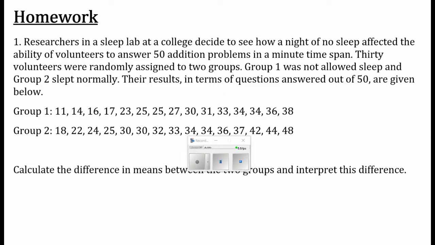Number 1. Researchers in a sleep lab at a college decided to see how a night of no sleep affected the ability of volunteers to answer 50 addition problems in a minute time span. 30 volunteers were randomly assigned to two groups. Group 1 was not allowed to sleep and Group 2 slept normally. The results, in terms of questions answered correct out of 50, are given below.